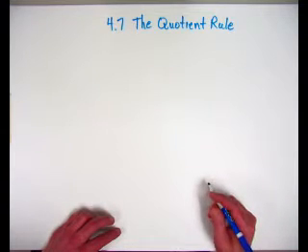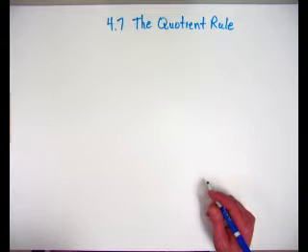In section 4.7, we're going to look at something called the quotient rule. Now, the quotient rule is very similar to the rule we learned in 4.6, which was the product rule, except obviously in this case we're going to deal with a quotient. So first of all, I'll just state the quotient rule for you.